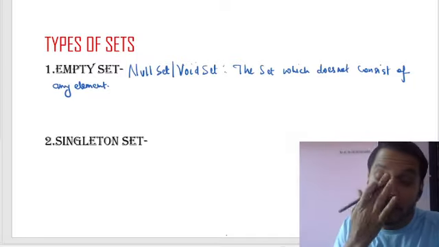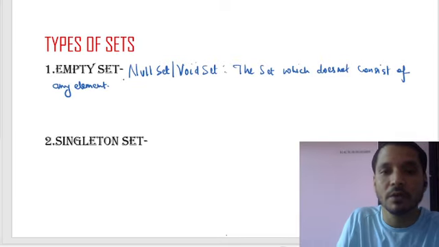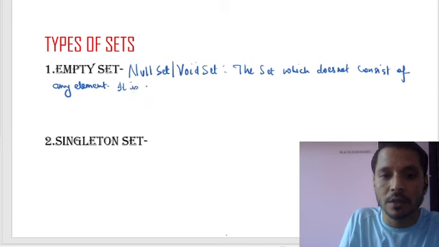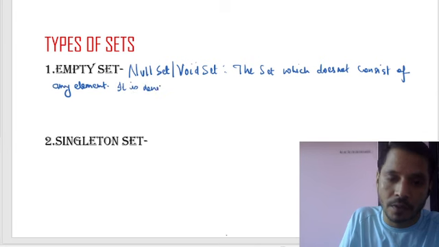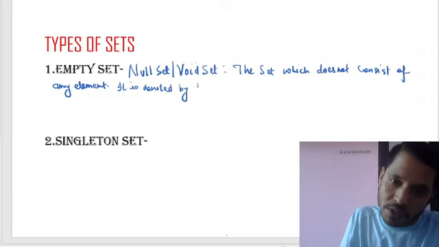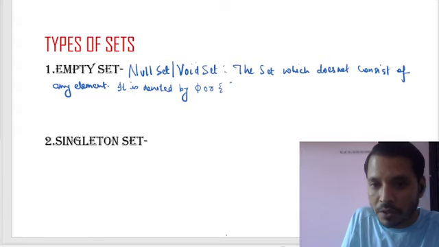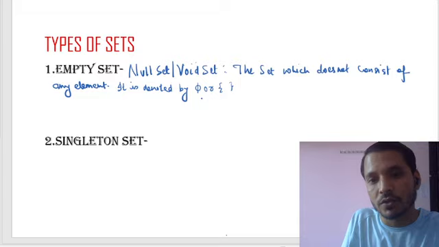How are we representing it? It is denoted by, there are two symbols to represent it. This is called phi. So either we can represent it by phi, or we can represent it by the symbol of this empty set.